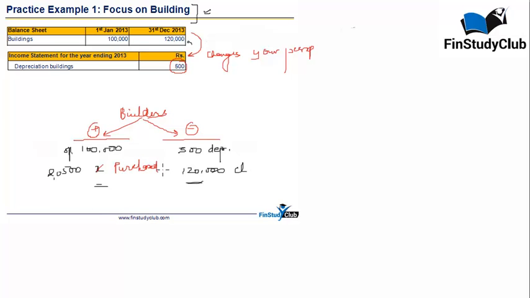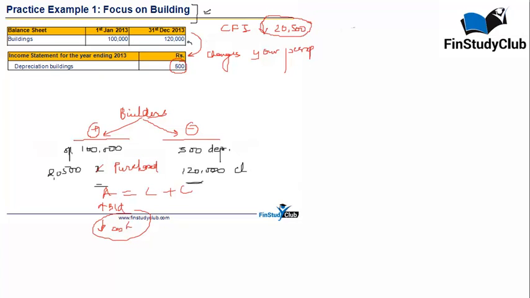Okay, so the way I've been able to find this out is I've been able to create a plus and a minus, and I've been able to very simply find out how much would have been the CFI. Now applying my A is equal to L plus C, if my building account goes up, then cash would necessarily come down, and therefore CFI goes down by 20,500.